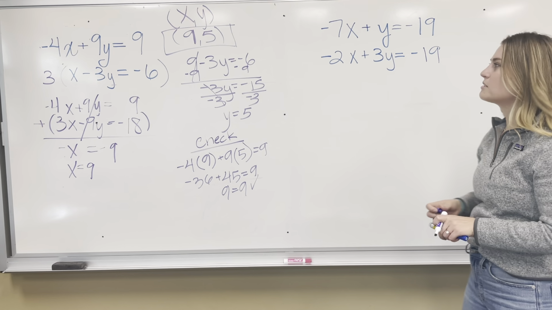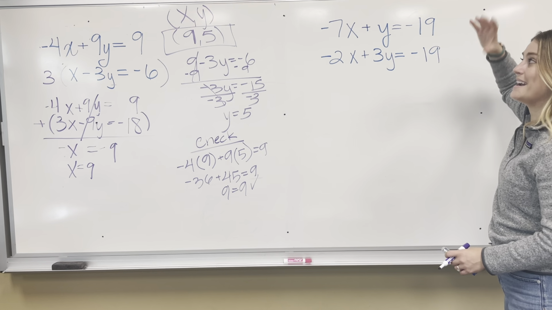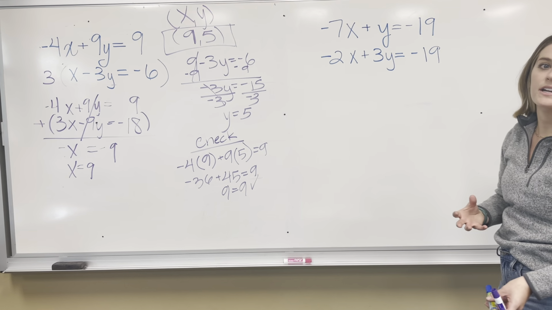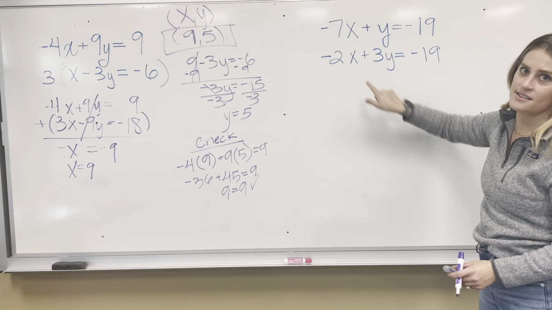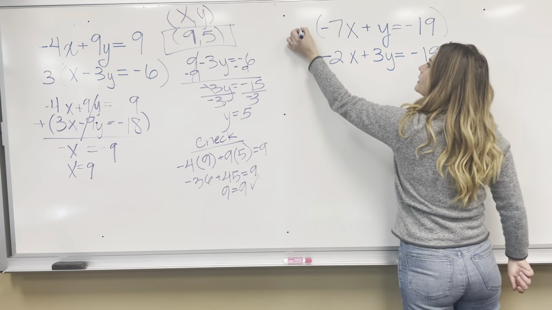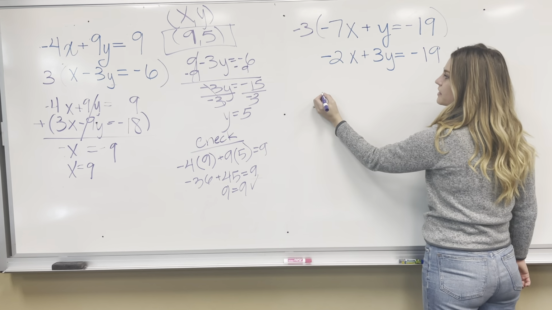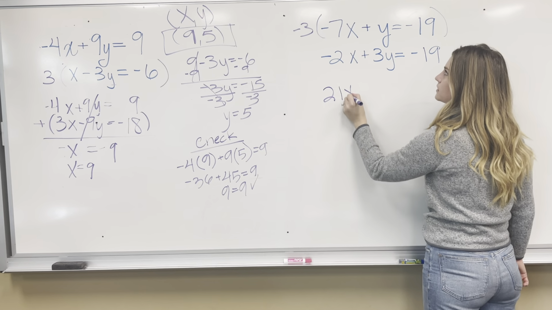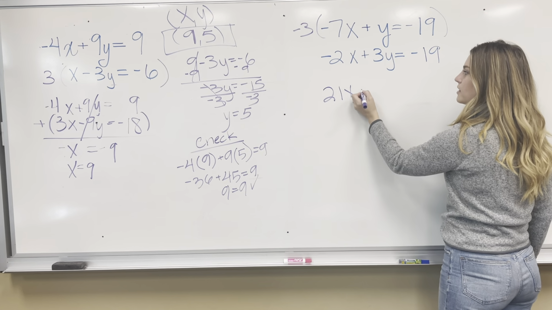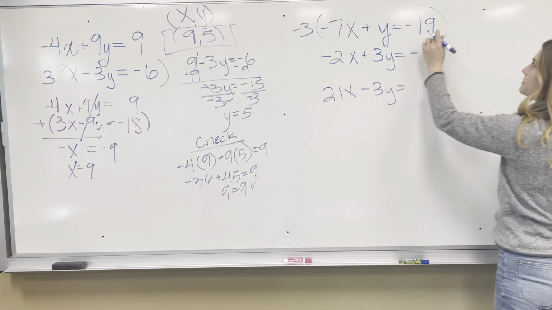Now I don't really want to multiply by 3.5, it's just not as easy as multiplying this one by negative 3. The reason we want negative 3 is so that we have opposite signs here. So let's multiply it by negative 3. Negative 3 times negative 7x is positive 21x. Negative 3 times positive y is negative 3y. And negative 3 times negative 19.